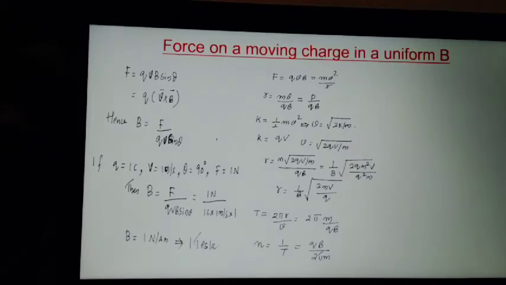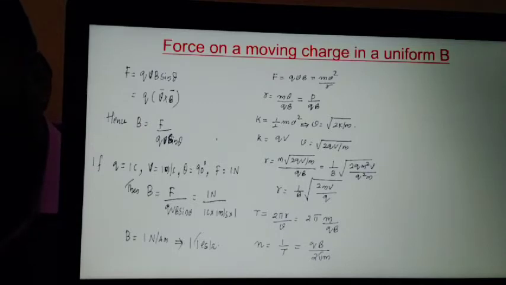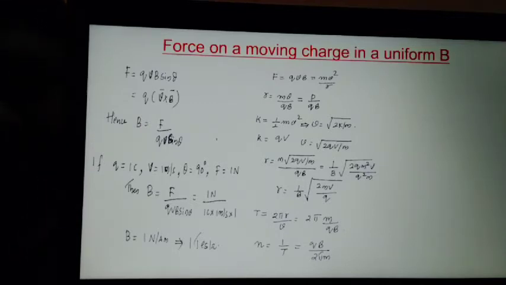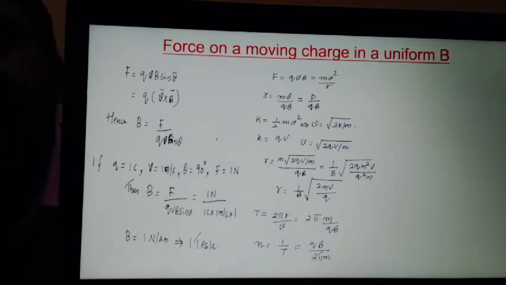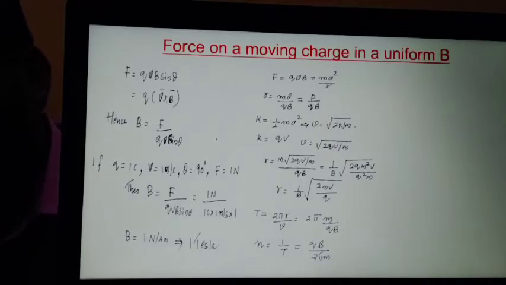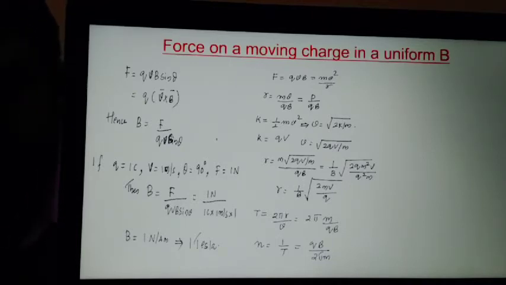So the cyclotron frequency is given by qB by pi m. It will not be qB by 2 pi m, it will be qB by pi m. So that is the cyclotron frequency. And the cyclotron velocity is given by qBr by m. So that is the basic principle of the cyclotron. And the cyclotron is a particle accelerator for positively charged particles.